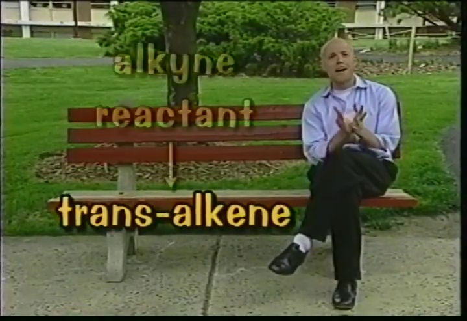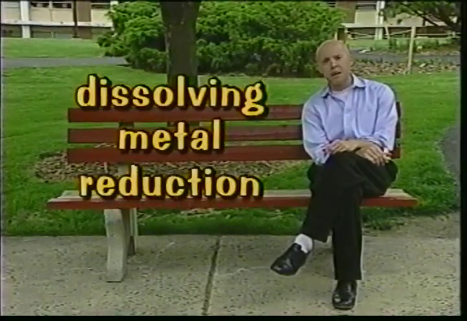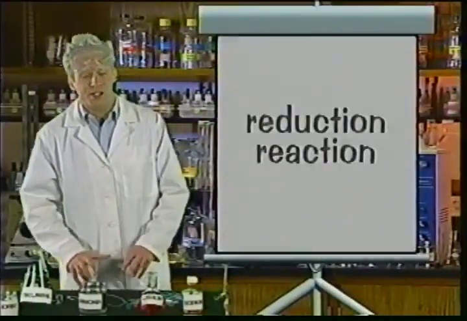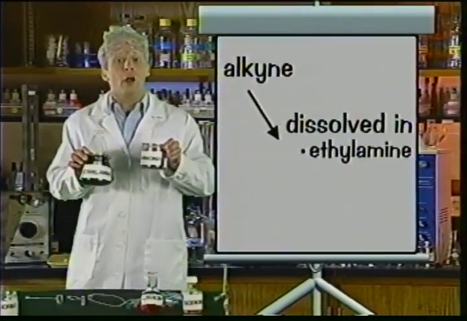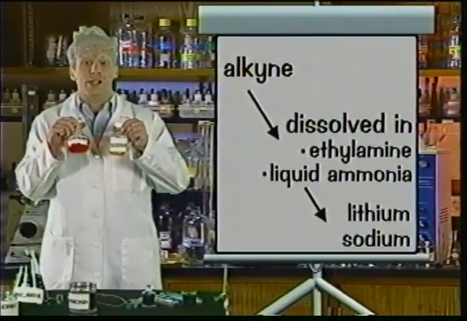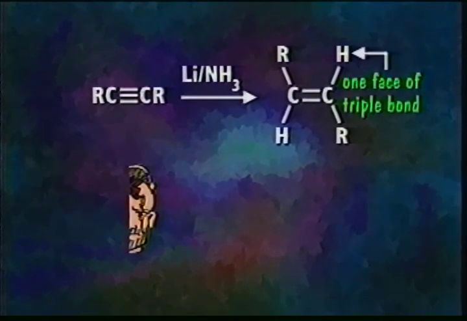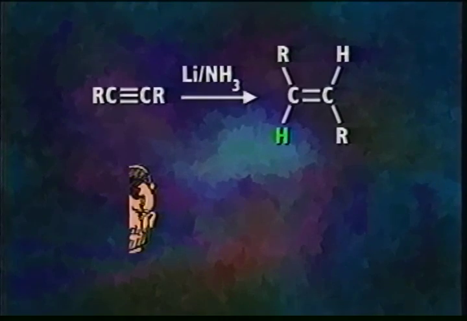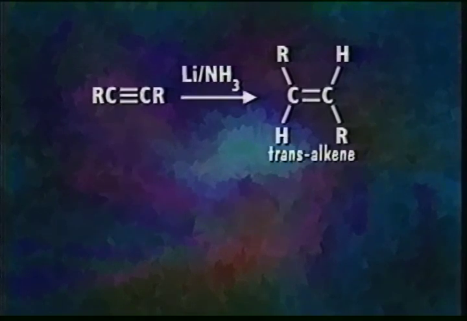But what do we do if we need a trans-alkene from an alkyne reactant? Well, in that case, we would use another type of reduction reaction, a dissolving metal reduction. In this type of reduction reaction, the alkyne is dissolved in a solvent, like ethylamine or liquid ammonia. The alkyne is then treated with lithium or sodium. During the reaction, a hydrogen is added to one face of the triple bond, and then another hydrogen is added to the other face of the triple bond. This gives us a more stable trans-alkene.